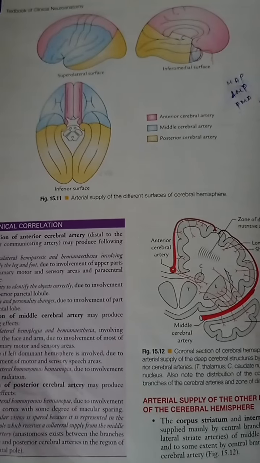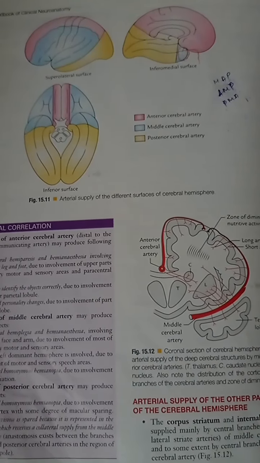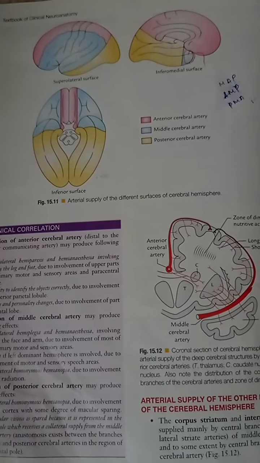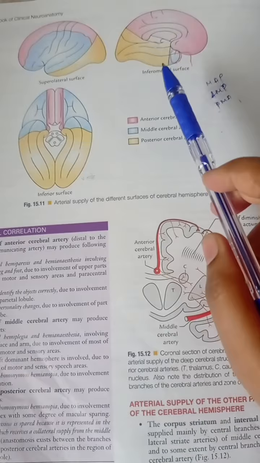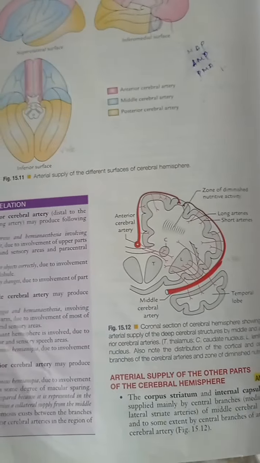Deal about the arterial supply of the different surfaces of the cerebral hemisphere. First thing that we'll be dealing with is the superolateral surface. So in this way we have to remember the superolateral, medial and inferior surfaces. This is a way how we learn the functional areas and the sulci area also.